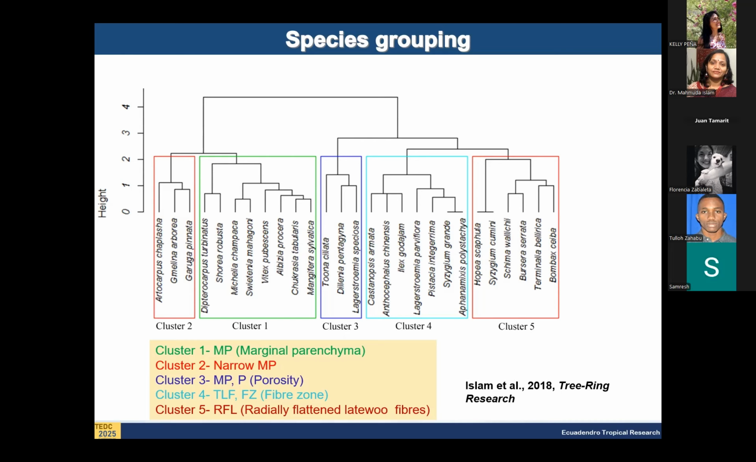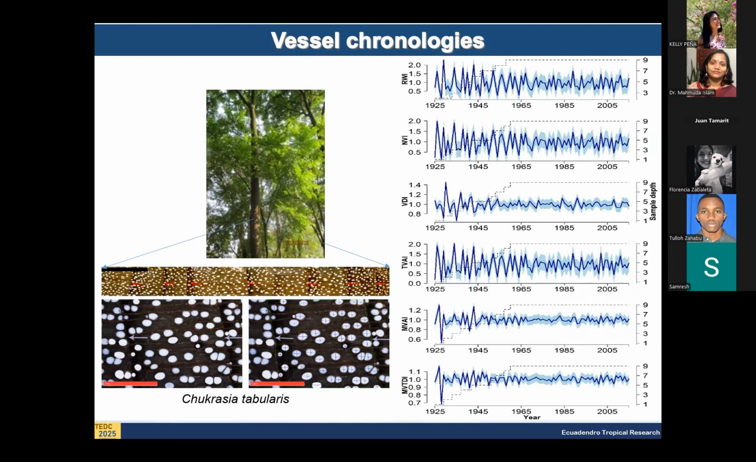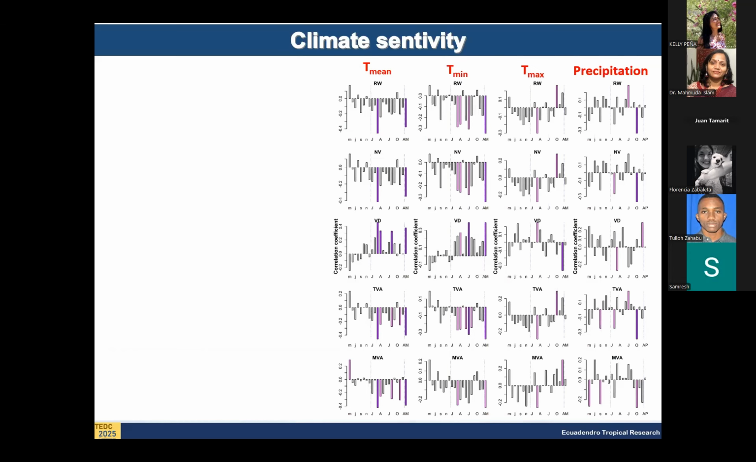Using these vessel characteristics, we developed vessel chronologies of Chukrasia tabularis, 90 years long, from 1925 to 2015. We also developed a vessel density index, total vessel area index, and mean vessel area index from Chukrasia tabularis. After making these chronologies, we tested the climate sensitivity of the wood anatomical parameters.